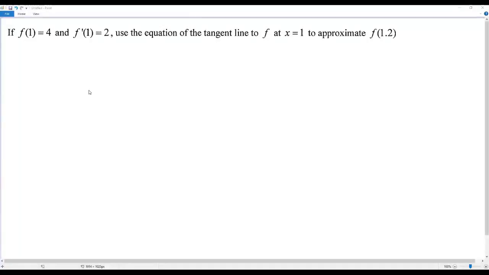Here we have an AP Calculus AB problem. Okay, let's go through the information. If f of 1 equals 4 and f prime of 1 equals 2, use the equation of the tangent line to f at x equals 1 to approximate f of 1.2. So our aim is to approximate the value of f of 1.2 using the equation of the tangent line to the graph of the function f.